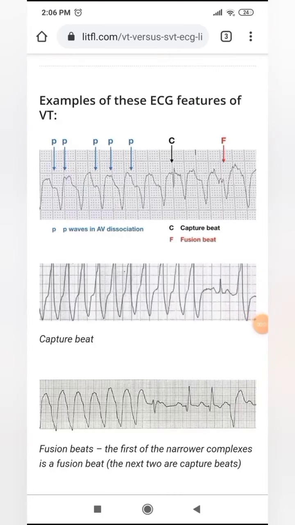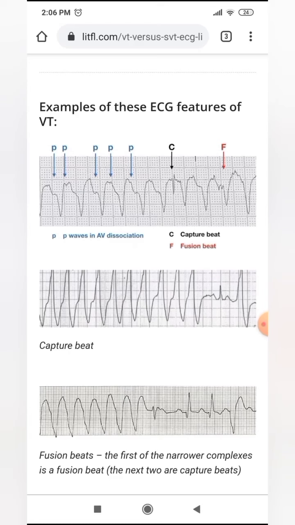Another point that is important regarding the differentiation of VT from SVT is that in case of VT there are capture beats and fusion beats that can be present in the ECG. So if the capture beats and fusion beats are present, which are shown in this figure, then most probably our diagnosis moves towards ventricular tachycardia.